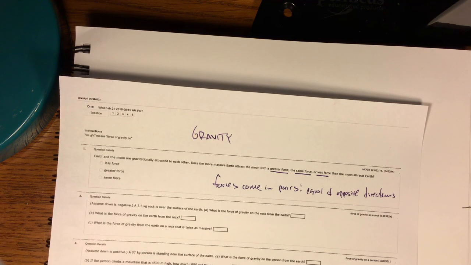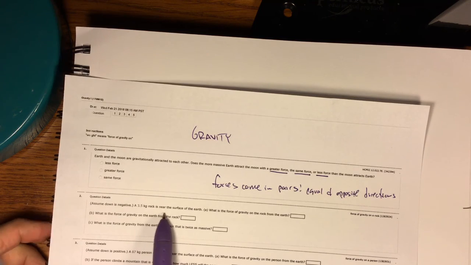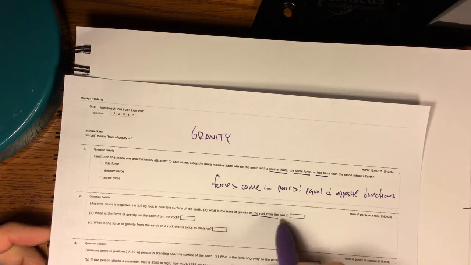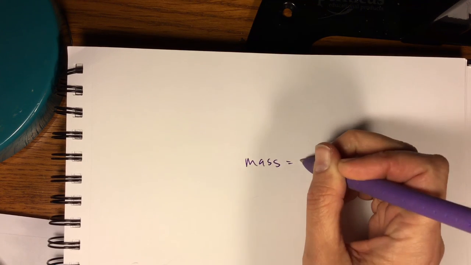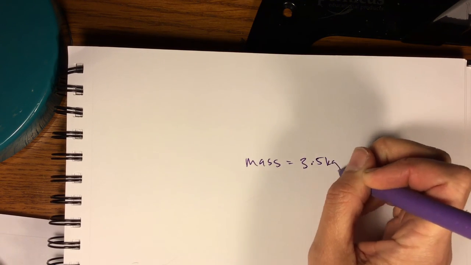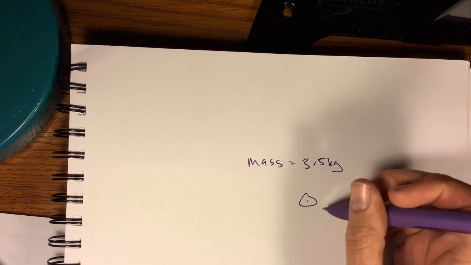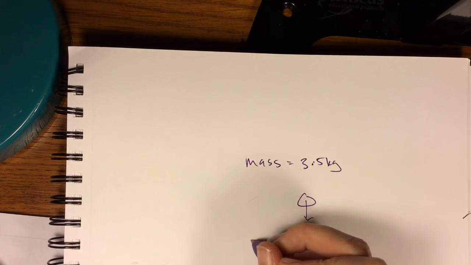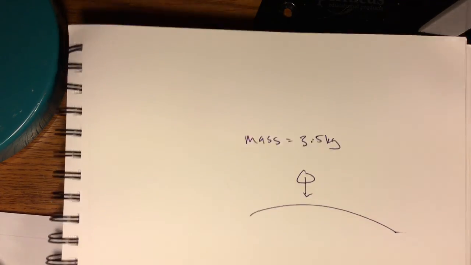Okay, let's talk more about the mathy ones. If we assume down is negative and we have a 3.5 kilogram rock near the surface of the Earth, what is the force of gravity on the rock from the Earth? So let's look at this one piece at a time. We have something with a mass of 3.5 kilograms. Here's our rock, and it is being pulled towards the much more massive Earth, and this is where you have to think about the formulas we've been working on.